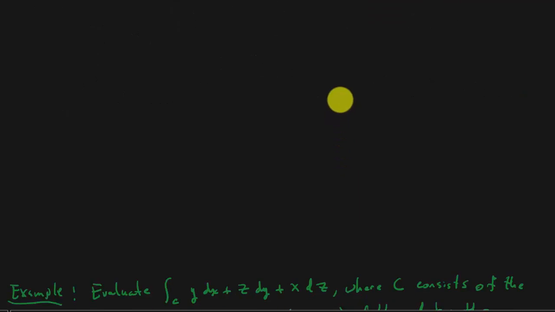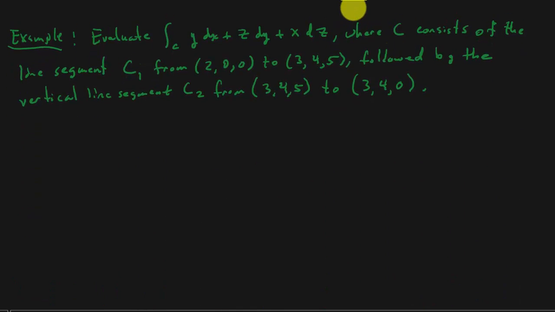All right, so let's take a look. We've got another example here. It says evaluate the integral over curve C of y dx plus z dy plus x dz, where C consists of the line segment C1 from (2, 0, 0) to (3, 4, 5), followed by the vertical line segment C2 from (3, 4, 5) to (3, 4, 0). All right, so let's make a sketch of this and see what we get.